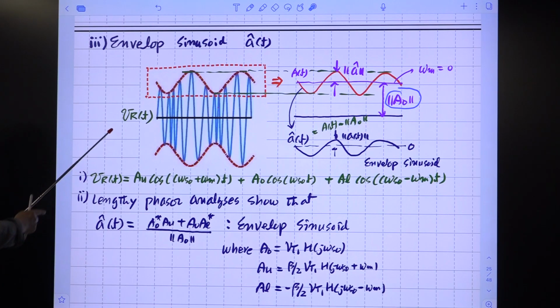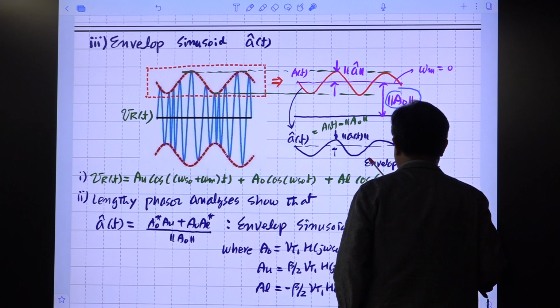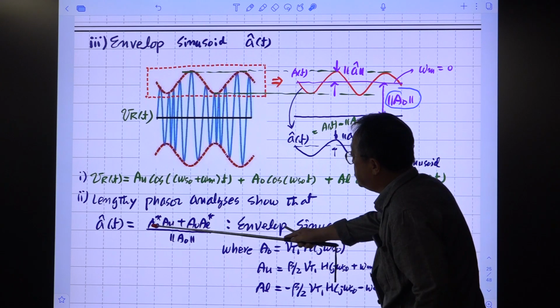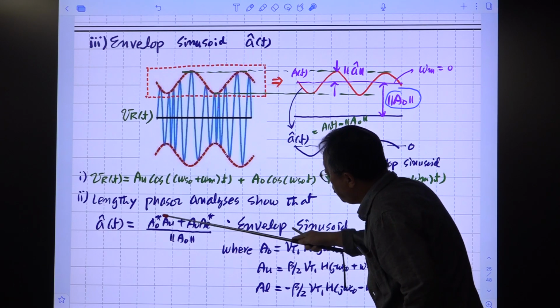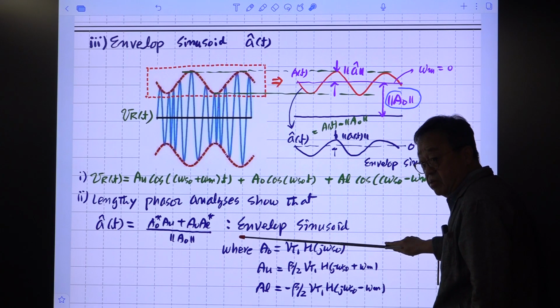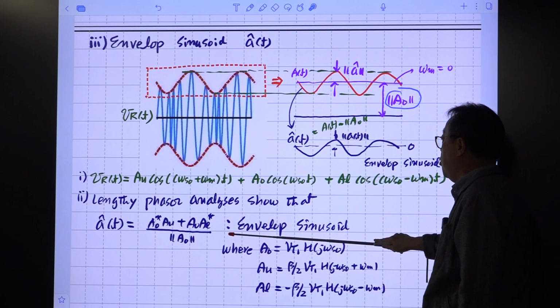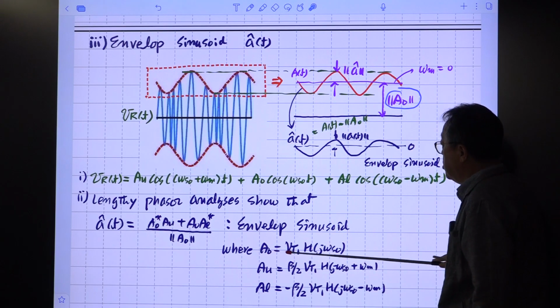We know this, and we know the expression of this. There is some phasor analysis, a very long analysis, and the conclusion is this. This envelope sinusoid is expressed like this. Everything here is a phasor, and this is the magnitude. This is called the envelope sinusoid, the phasor representation of the envelope sinusoid. And this AO star, AO, is this one.